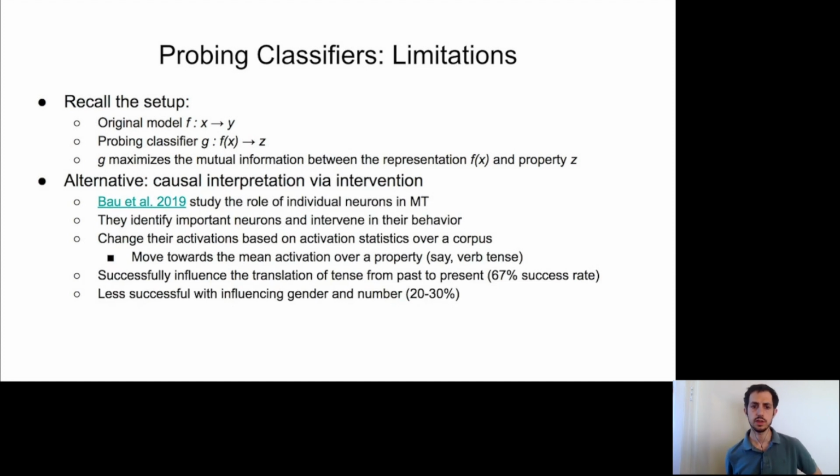They found that if you change the activation and then run the translation, you end up influencing the translation of tense from one tense to another. And they can do that pretty well. They also experimented with gender and number properties. That didn't work as much. So perhaps not all properties are encoded in a way that is amenable to those interventions.